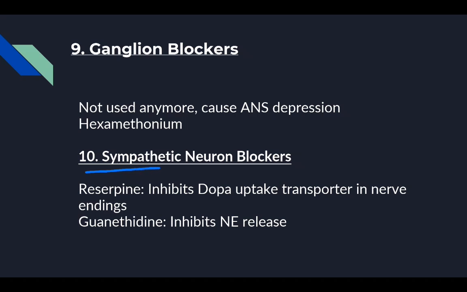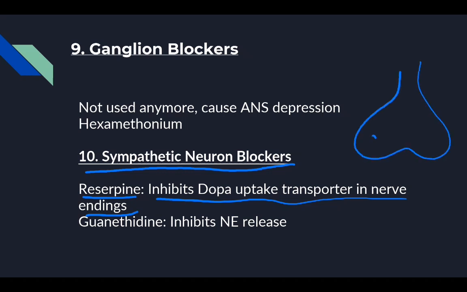Then 10th class of drugs is sympathetic neuron blockers. Reserpine inhibits the dopa uptake transporter in nerve endings. For example, this is the nerve ending. It has norepinephrine vesicles. To produce norepinephrine in these vesicles, it takes dopa. So reserpine blocks the dopa transporter on the vesicle membrane. Next is guanethidine. It inhibits norepinephrine release from the nerve.